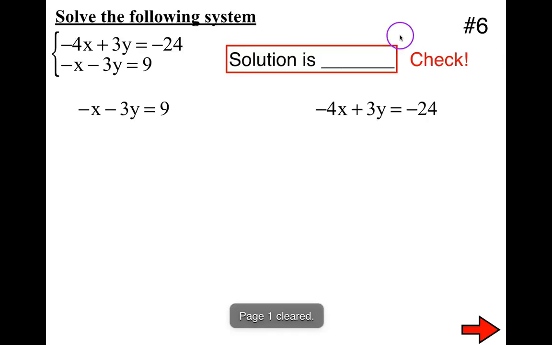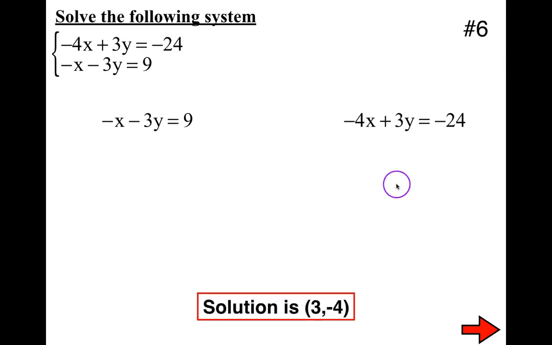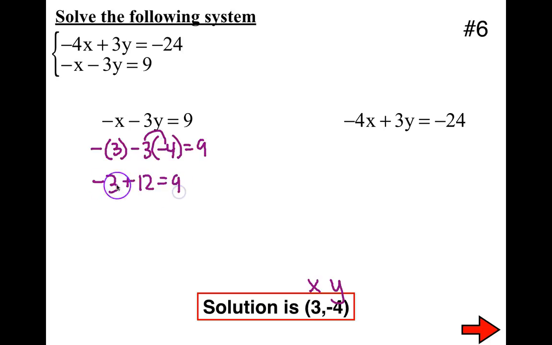But as always, I need to first check my work before I can claim that this is indeed my answer. So if 3, -4 was my answer, I'm going to identify that x is 3, y is negative 4, and I'm simply going to check. Here we have negative times a 3 minus 3 times a negative 4 is supposed to equal 9. Here we have negative 3. Negative times negative is a positive. Here there's more positives. How many more? There are 9. So it works for the first one.